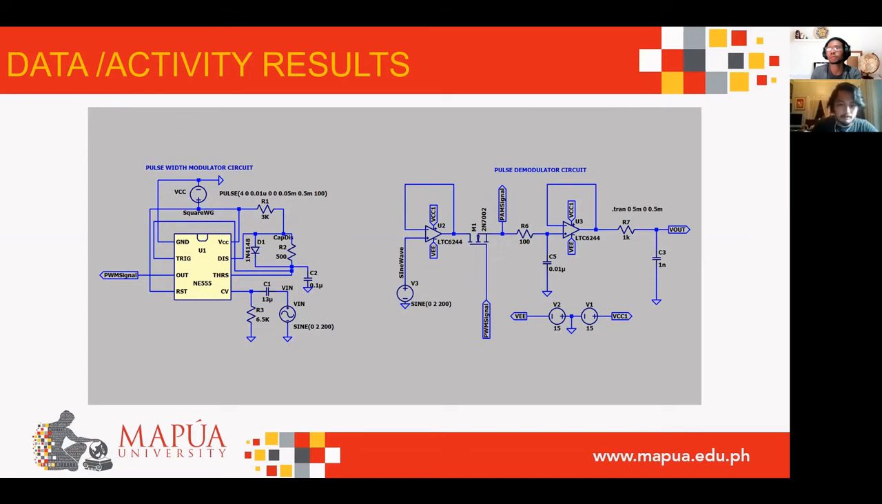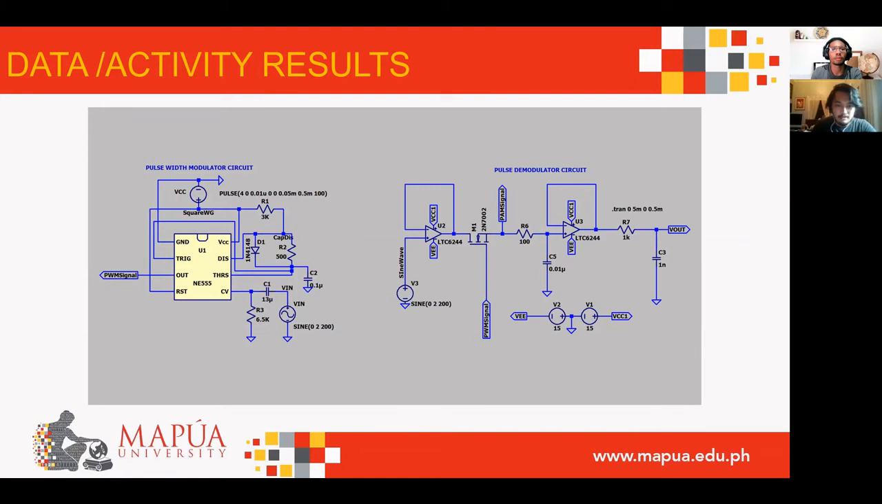It is also observed that when the modulating signal is at positive polarity, the duty cycle is high, where the on state of the pulse is almost at 80%. And when the modulating signal is at negative polarity, the duty cycle is low, where the on state is around 20%.